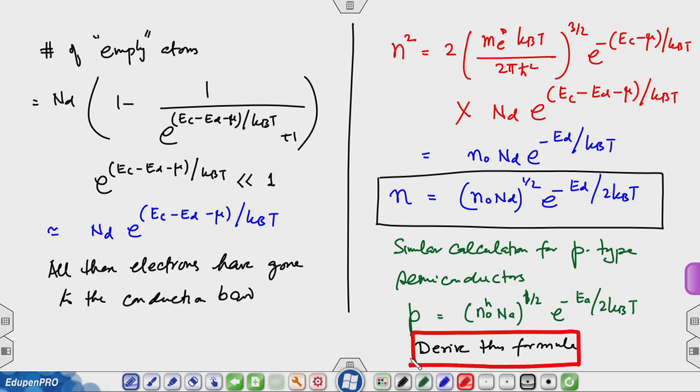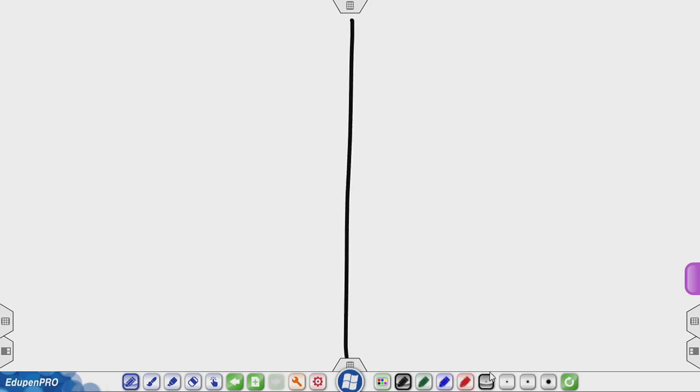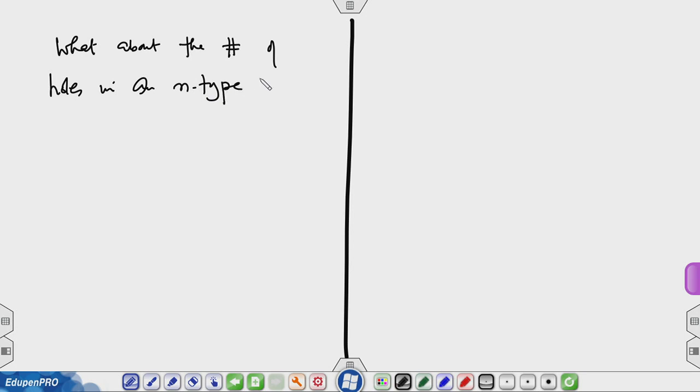So, we have calculated what the number of electrons and the number of holes would be, what are known as majority carriers in the donor or the n type or the p type semiconductors. Next question you can ask is, what about the number of holes in an n type semiconductor?